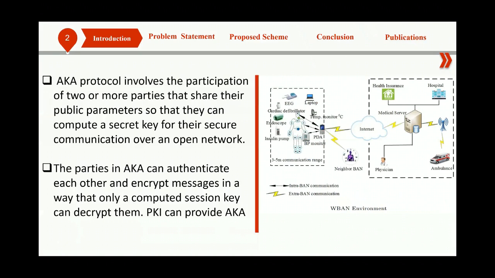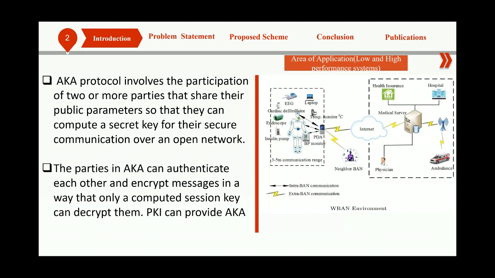So an authenticated key agreement protocol, as I was saying, involves the participation of two or more parties that want to communicate in a secure manner. They can share the public parameters and compute the secret key that is going to assist in encrypting when they want to send sensitive information between them. In that way, the parties can authenticate each other and encrypt the message. There is a layer of application when we are using the key agreement.